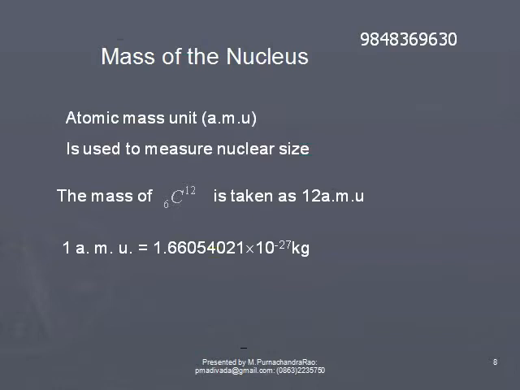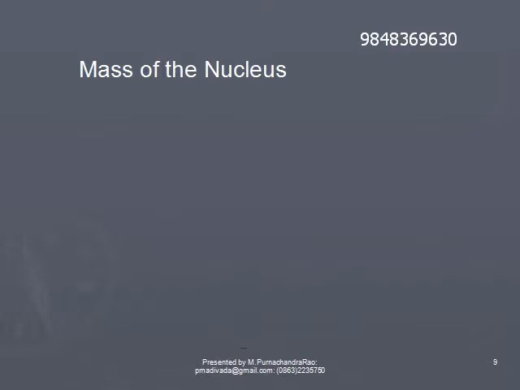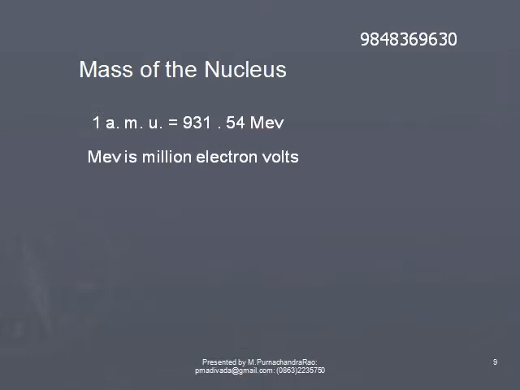So we get the value of one atomic mass unit as 1.66054021 into 10 to the power of minus 27 kgs. Its value in terms of energy is given as 931.54 MeV. One atomic mass unit is equal to 931.54 MeV.